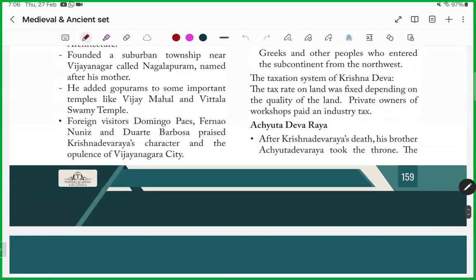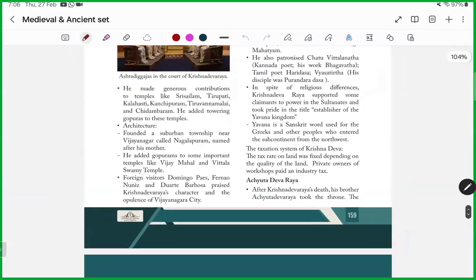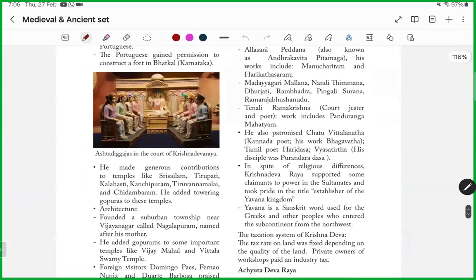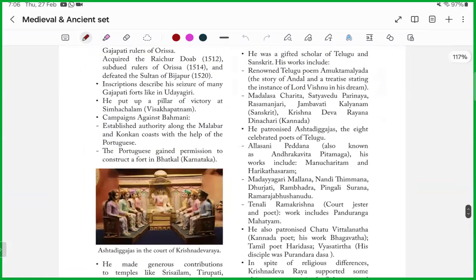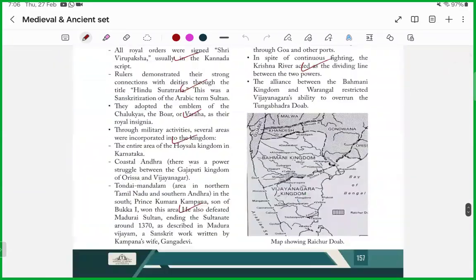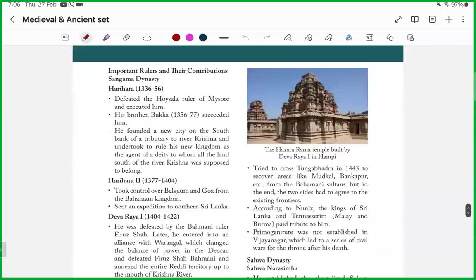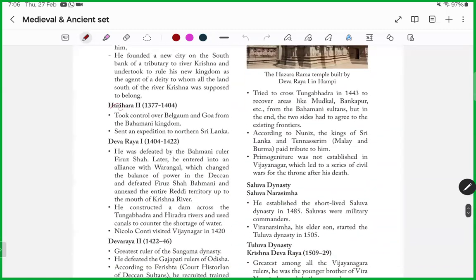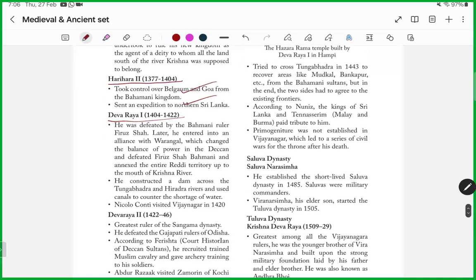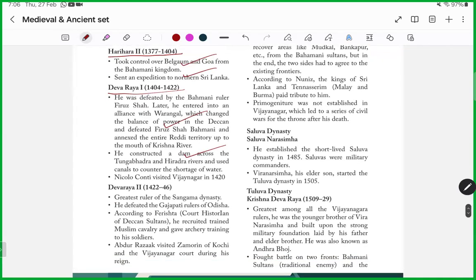I think about how much we have covered: yes, we have covered till the Vijayanagar and Bahmani conflict. So we will study about Harihara too. There is nothing much to discuss about Harihara. Then we have Devaraya I. We have already discussed it.